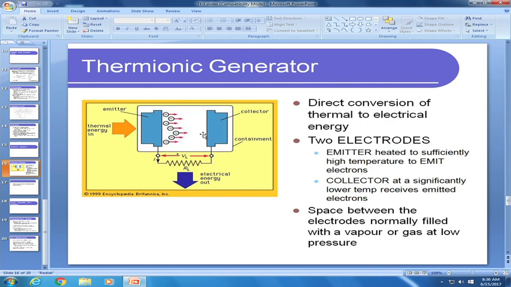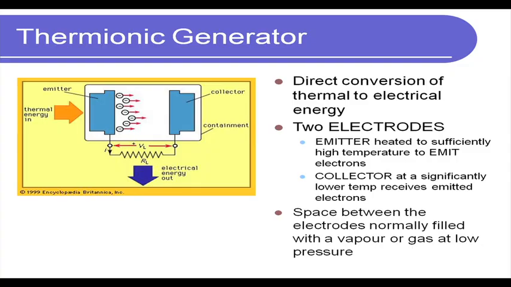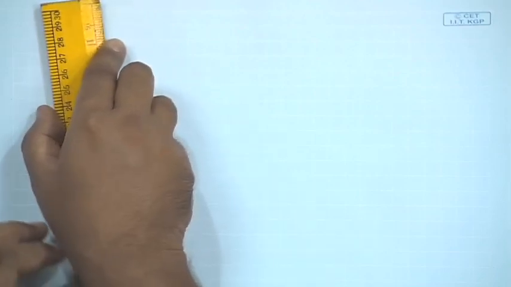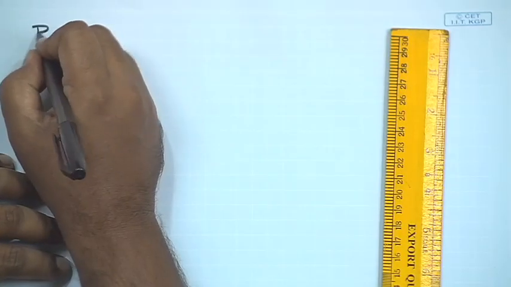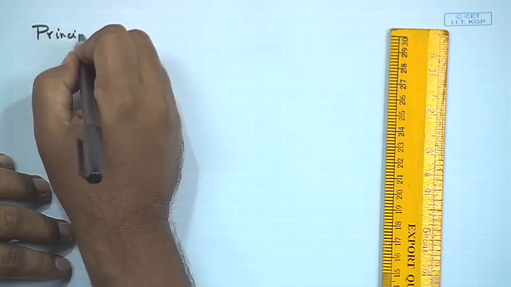All right. So, now that we have understood how this thermionic emitter works, let us talk about the physics of what is happening here. Okay. So, what is happening in the physics is the following. Let me remove this. Let me talk about what is happening in the emitter and collector. So, I will say the principle of operation, if I may call it so, of thermionic generation.